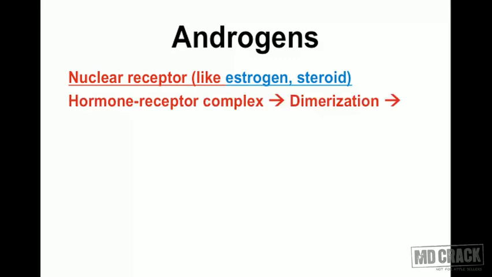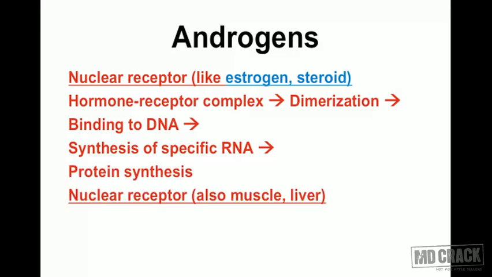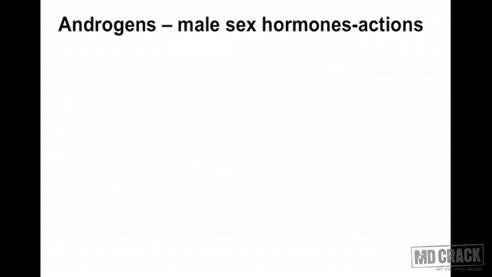The hormone receptor complex undergoes dimerization. Then there's binding to DNA and synthesis of specific RNA, leading to protein synthesis. The nuclear receptor is present in most of the tissues concerned with the male system, and it's also present in the muscle and liver. And once again a reminder, DHT combines with the testosterone receptor.